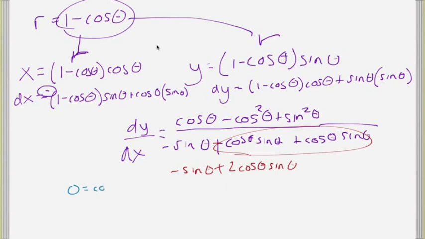So we would take this guy and set it equal to 0 and have to solve. That is more than I would anticipate you ever needing to do, particularly because this starts to require some trig identities.